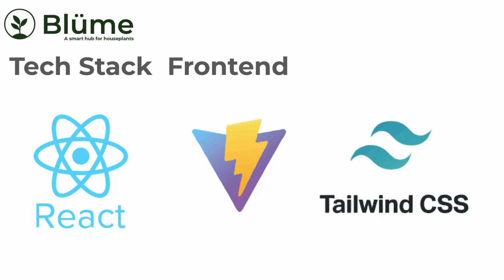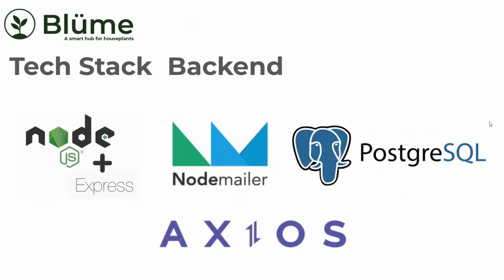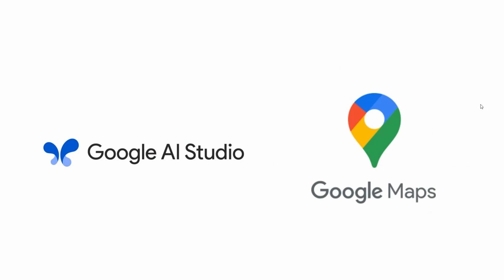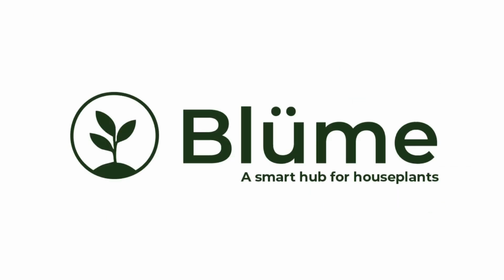For the front end, we use React and Vite together with Tailwind for the UI. For the back end, we use Node with Express. For the email, we use Nodemailer. For the database, we use Postgres and Axios. The API where we grab all the plant information is Perennial. And for the AI chat, we used the Google AI Studio API and Google Maps for the shops. And that is Blume.